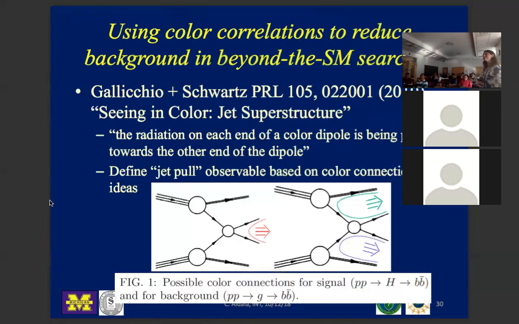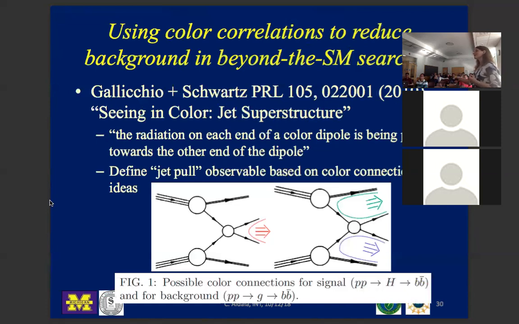So now, motivated by beyond the standard model searches, there's the Gallicchio and Schwartz paper from 2010. Their title is Seeing in Color: Jet Superstructure. And this quote from the paper: the radiation on each end of a color dipole is being pulled toward the other end of the dipole. They define an observable that they call jet pull, and it's based on these color connection ideas. And so here, they have this diagram from the paper, possible color connections for their signal, which is pp goes to Higgs to b bbar.